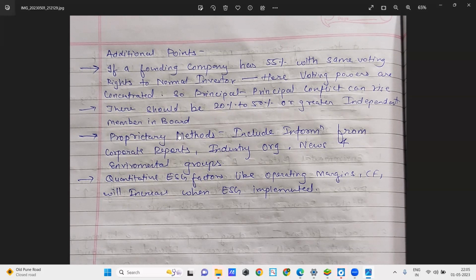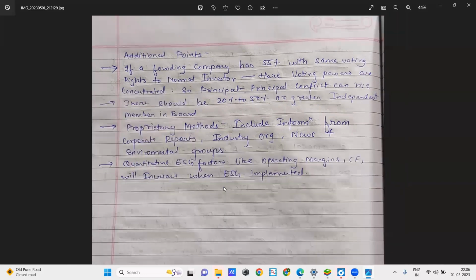Proprietary methods are like a self-assessment, a self-test you do. Here, you include information from corporate reports, industry organizations, news, and environmental groups. The top priority one was MSCI, the third party, while proprietary is the self-test. Quantitative ESG factors like operating margins and cash flow will increase when ESG is implemented. So these are the quantitative ESG factors. The sector.